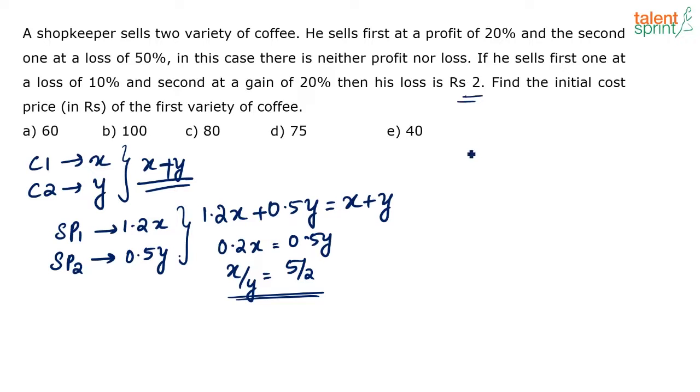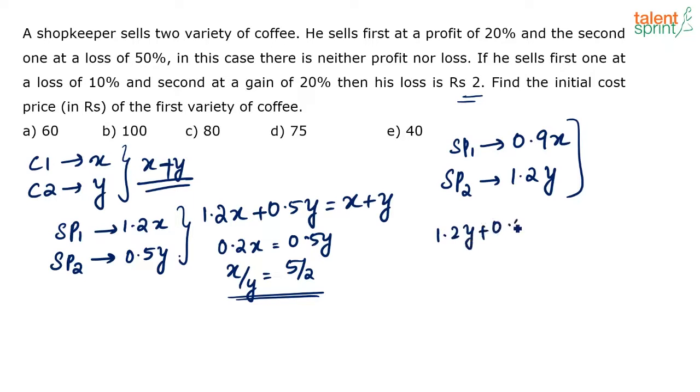So, now what is he doing? He is selling the first one, right? He is selling the first one at a loss of 10%, means he is selling it for 0.9x. And the second one, he is selling it at a profit of 20%. So, he is selling it at 1.2y. Now, when he is doing this, what is his net selling price? It is nothing but 1.2y plus 0.9x.